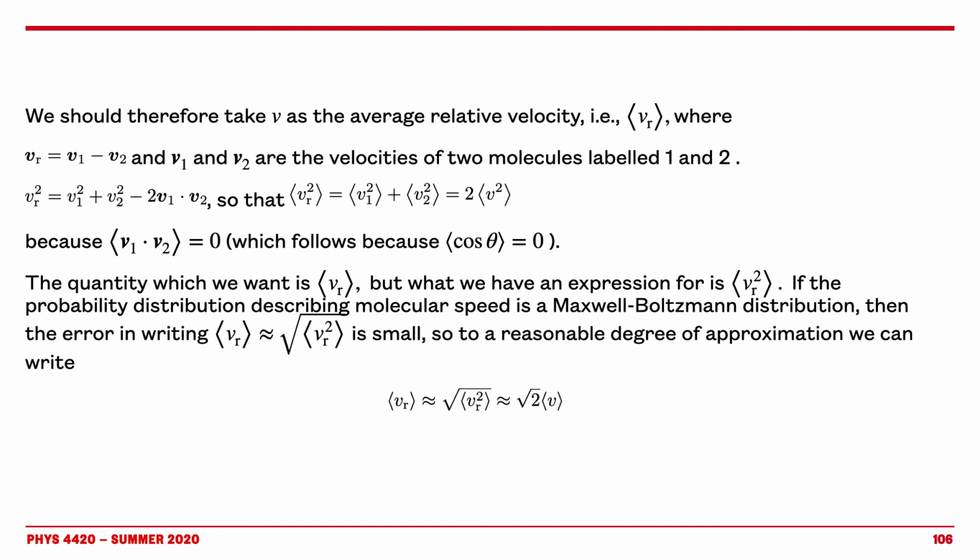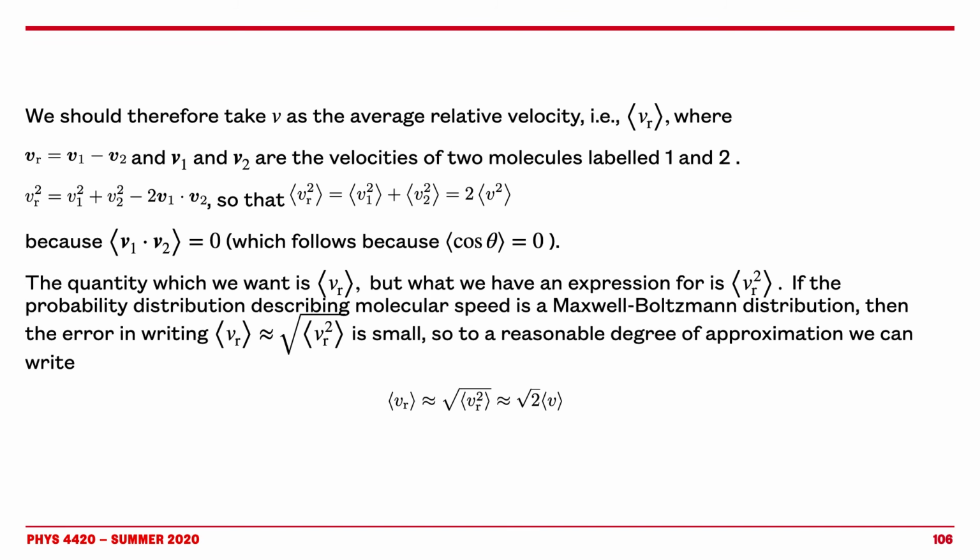So now, what we would really need is the expectation value of VR, the relative velocity. But what we have is the expectation value of VR square. If you go into detail of the Maxwell-Boltzmann distribution, you will see that taking the square root of the expectation value of VR square is very close to the expectation value of VR. So that's what we will use. There is a small mistake, but we can use that.